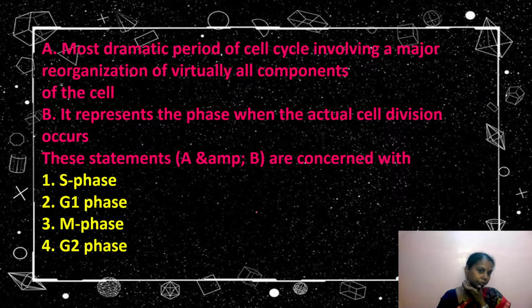Now this question: a dramatic period of the cell cycle involving major reorganization of virtually all components of the cell. B. It represents the phase when the actual cell division occurs. So it is again, dramatic period is the NCERT word actually, NCERT line. Yes, Lakshita answered, Vivek answered, Arvind Shah answered, Vaishnavi answered, and Tarunika answered. Yes, Arvind Shah. Excellent answer by you all. Yes, it is M phase.